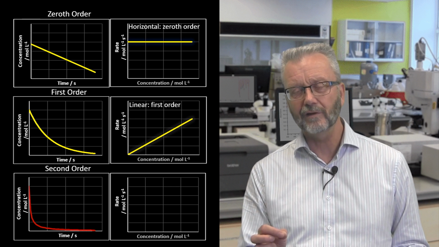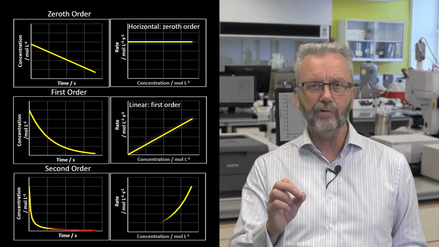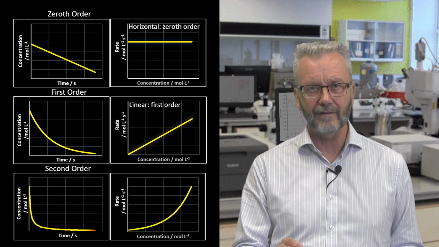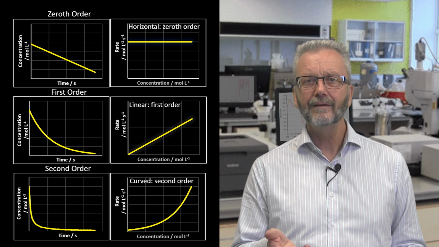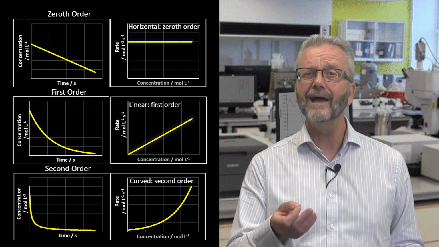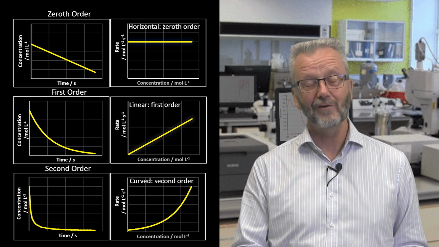For the 2nd order case, the rate is proportional to the concentration squared. So at the start of the reaction, the rate is high, but it quickly uses up the reagent and slows, creating a curved graph. Now, I hope at this point you have realized that there are a large number of reactions we haven't considered. Most reactions involve 2 or more reagents, not just one. What happens then? I'm so glad you asked.